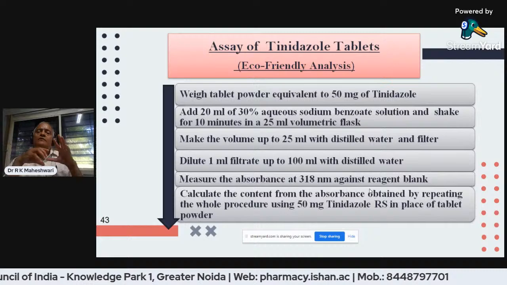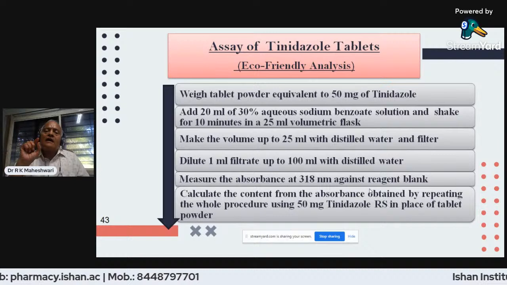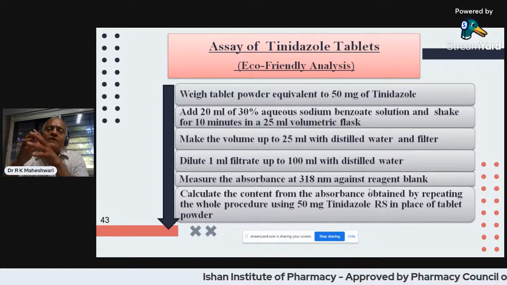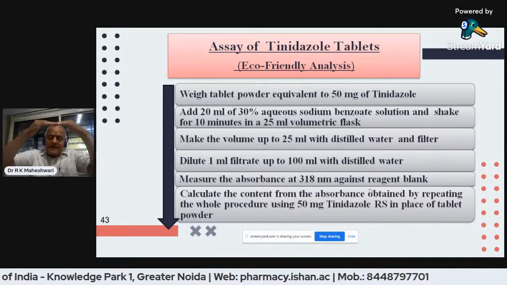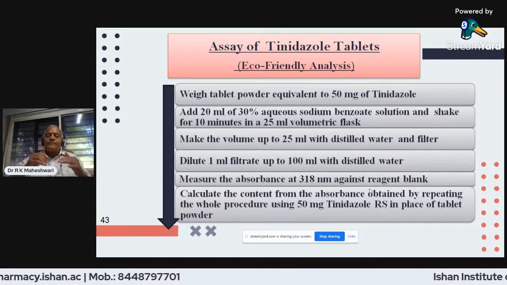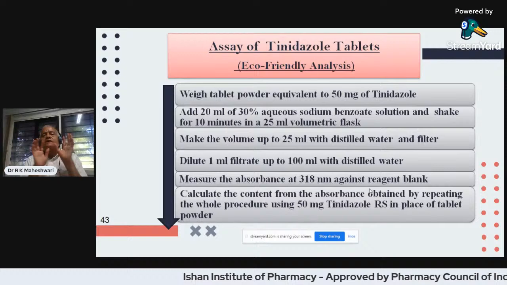Say for example, if you have got a gift sample of tinidazole from some company, and on the label of that drug it is written that this contains 99.19% of tinidazole. So this is known as a reference substance. Based on this drug content, you will have to take 50 milligram of tinidazole and perform in the same way: 20 ml 30% sodium benzoate solution, made up with water, then 1 ml to 100 ml like this. So in this way, you compare the two absorbances, and by comparison of these two absorbances, the drug content can be calculated.